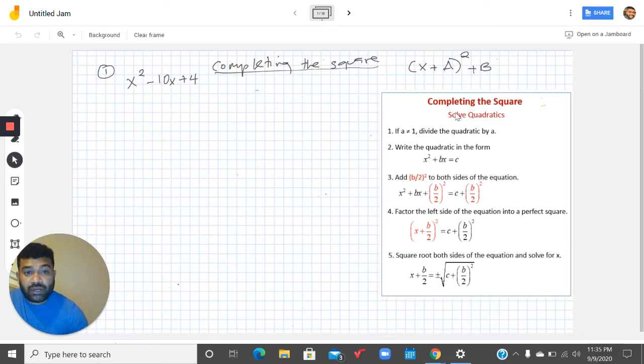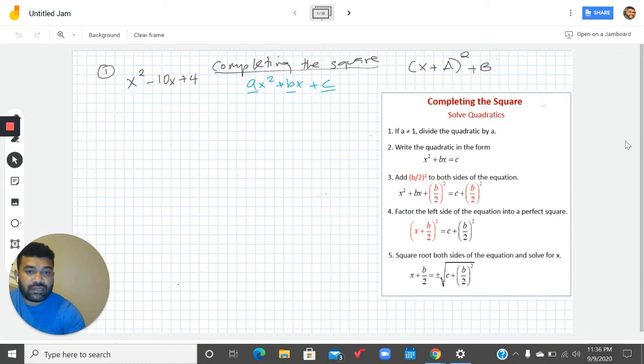Part 1 says if a is not equal to 1, then you have to divide the quadratic by a. What it means is there is a standard formula for a quadratic equation. It is ax squared plus bx plus c. All these numbers a, b, and c, they are all constants, meaning they are just numbers.